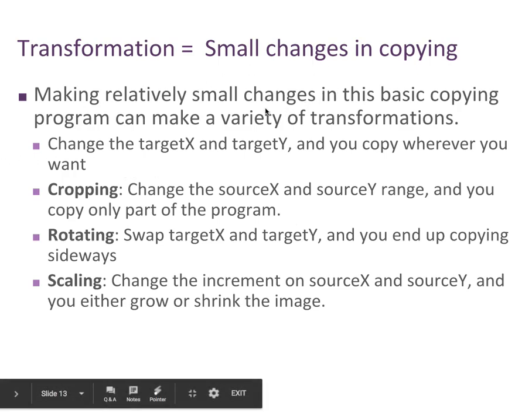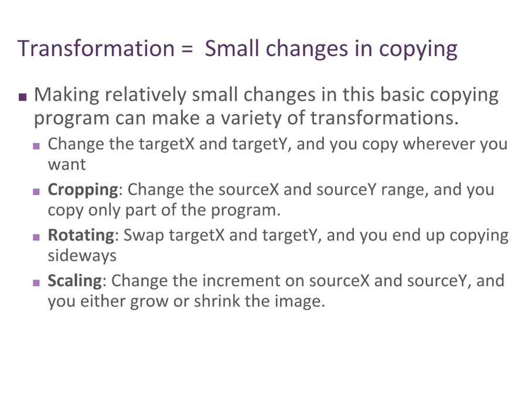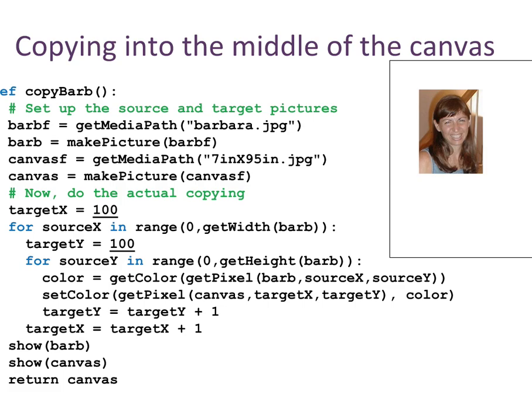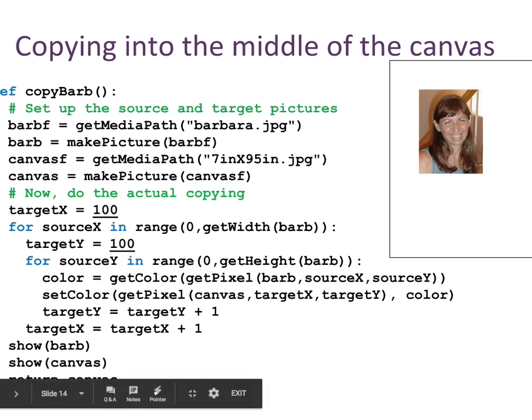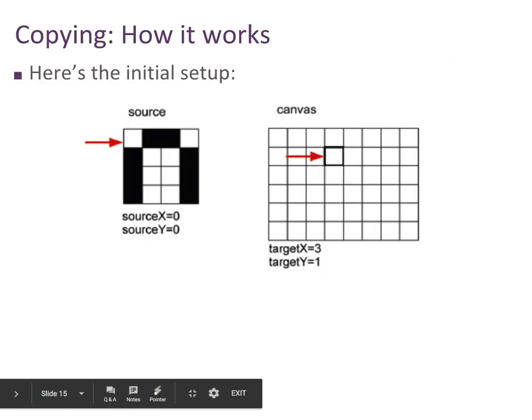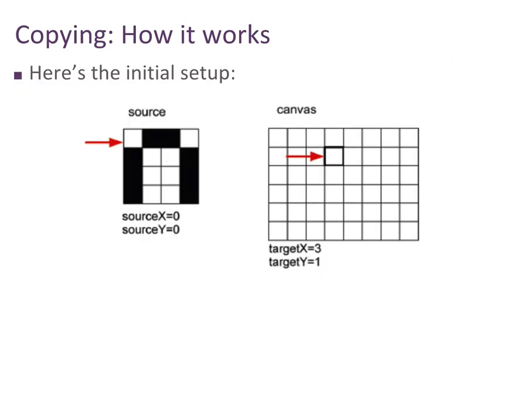And by making some fairly small changes, we can copy wherever we want to into the target. We also can, like I said, do some cropping and rotating and scaling as well. So if we want to just copy anywhere on the image, basically the way we would do that is we would start our target X at 100 and our target Y at 100. So instead of starting at 0, 0, we would start at 100, 100.